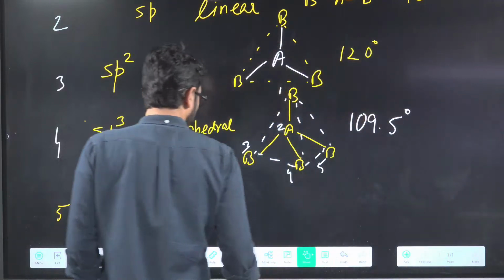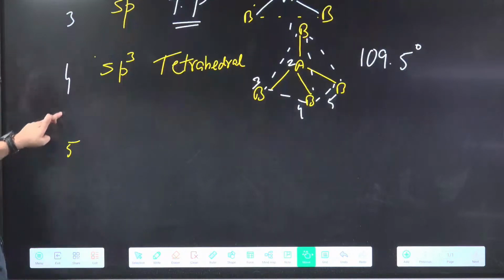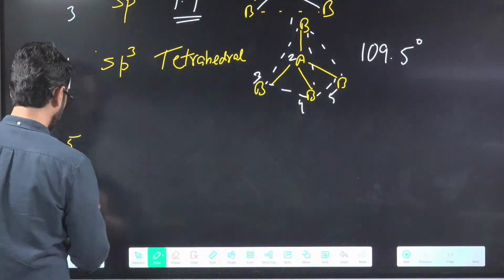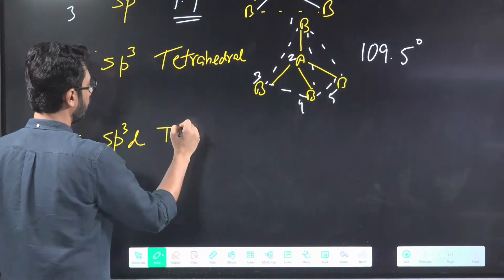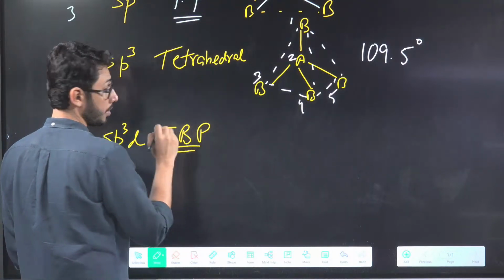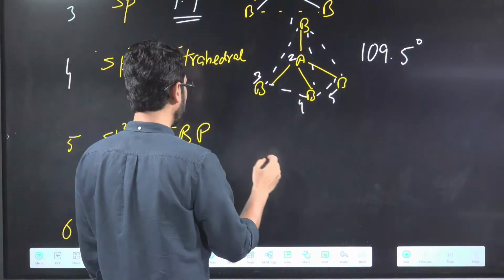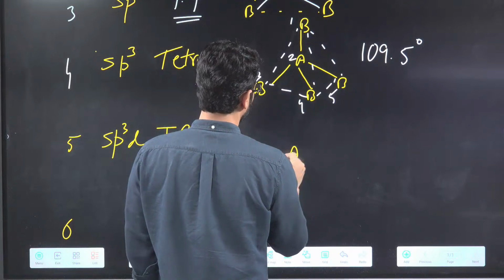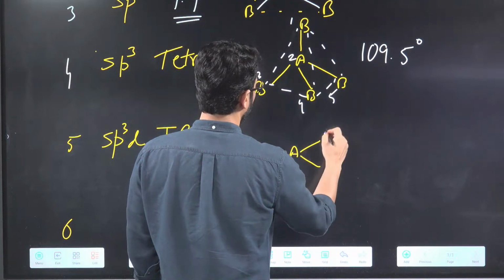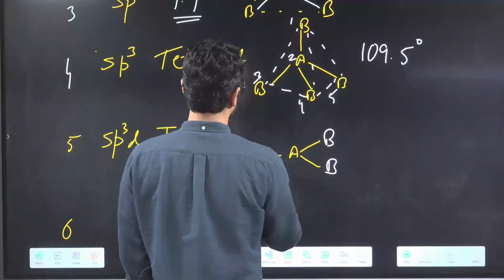Then the important one is which? The next one, sp3d. That is trigonal bipyramidal. You write the full form; I am writing TBP. The structure will be like this: central atom, and here the attached atoms.